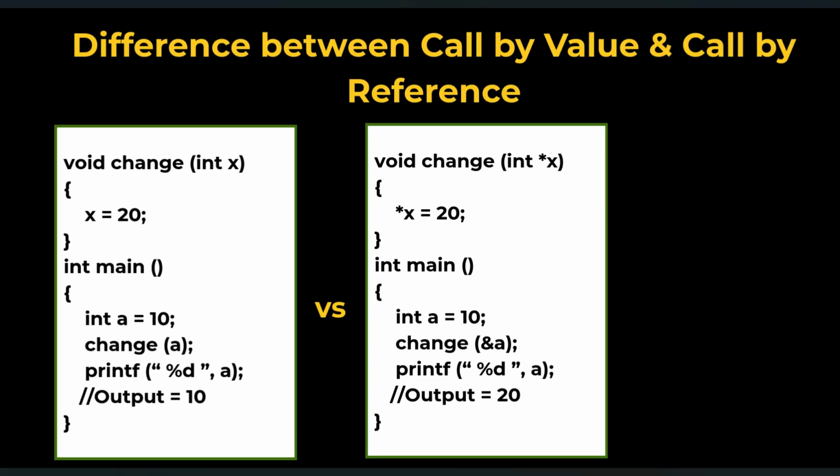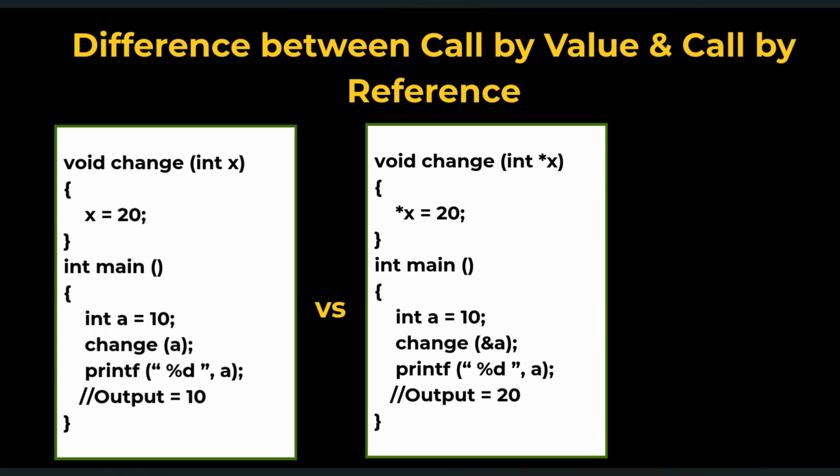The next question is common and always asked in your interviews. That is difference between call by value and call by reference. In call by value, a copy of the variable is passed to the function. So changes made inside the function do not affect the original value. Whereas in call by reference, the address of the variable is passed. So changes affect the original variable. In C, call by reference is implemented using pointers.